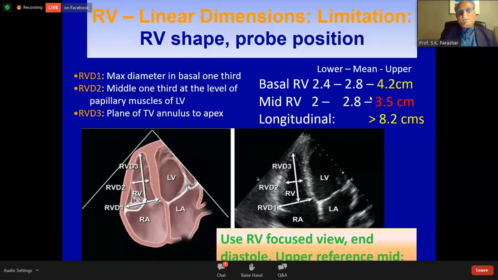and basal RV more than 4.2. So again, it is worthwhile practicing for the beginners also, so that they can always get used to two things: an RV focus view and how to measure. After a number of trial and error, you will be perfect in various measurements.